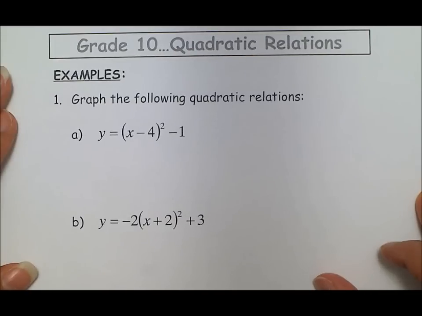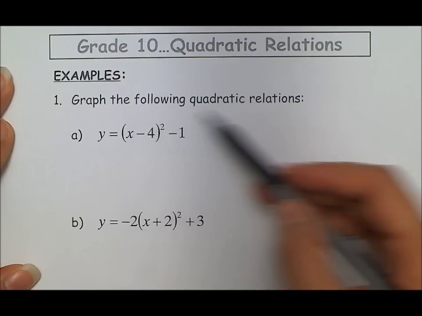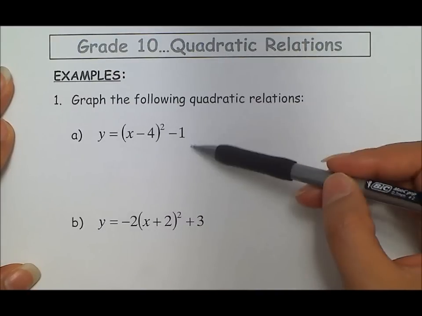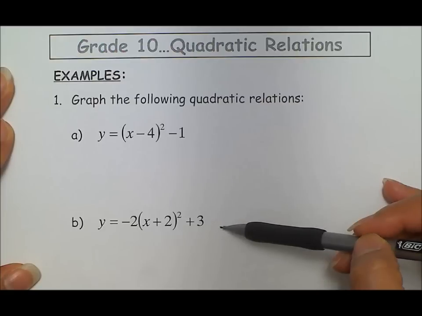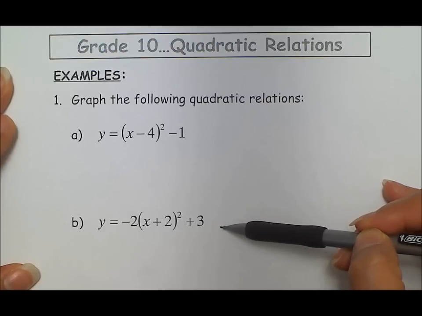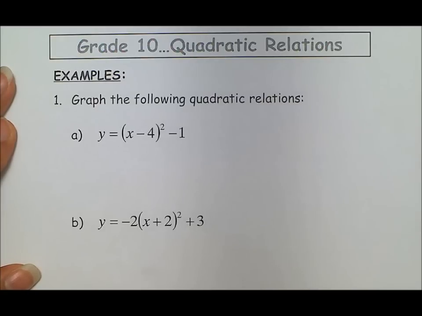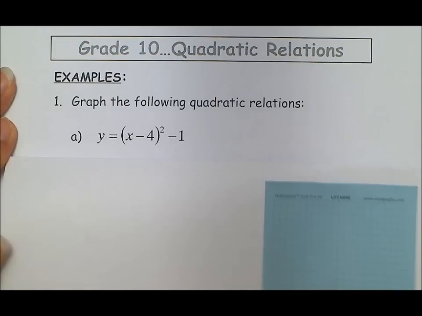Okay, our first example in terms of graphing, we're going to be graphing two quadratic relations. Here's the first one, y equals (x minus 4) squared minus 1. And the second one is y equals negative 2 (x plus 2) squared plus 3. So we're going to be graphing these. So let's start with the first one.